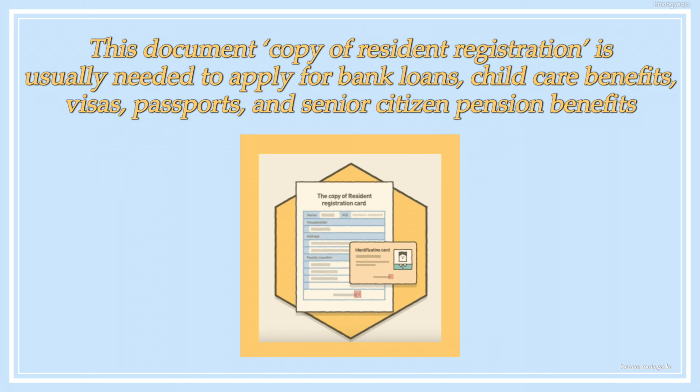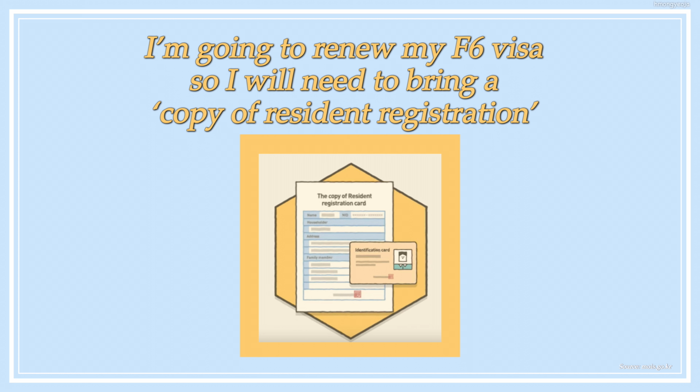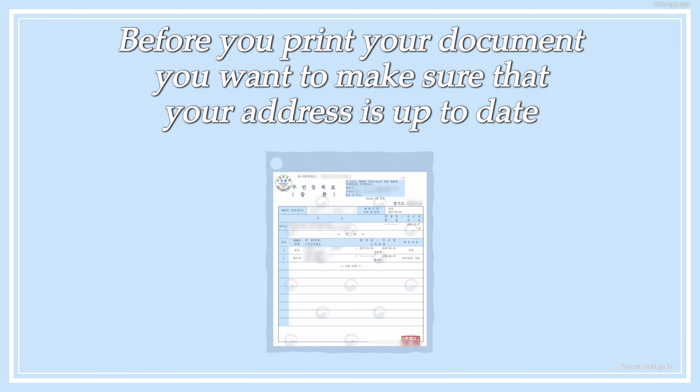This document, copy of resident registration, is usually needed to apply for bank loans, child care benefits, visa, passports, and senior citizen pension benefits. I'm going to renew my F6 visa soon, so I will need to bring a copy of resident registration with me. Before you print your document, you want to make sure that your address is up to date.